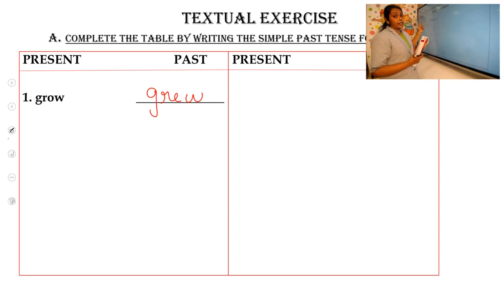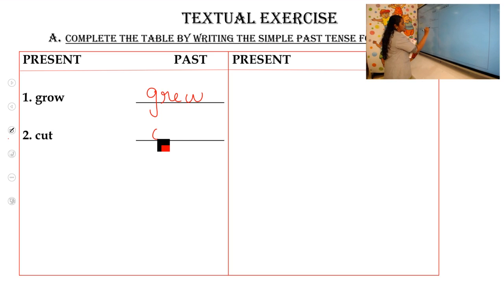Grow is present tense that you have studied last class. And now we are discussing past tense. Now we will write the present tense grow, and the past tense of grow is grew. Then second verb, cut. The past tense of cut is also the same. There is no change at all. Cut, cut only. There is no change in the past tense.